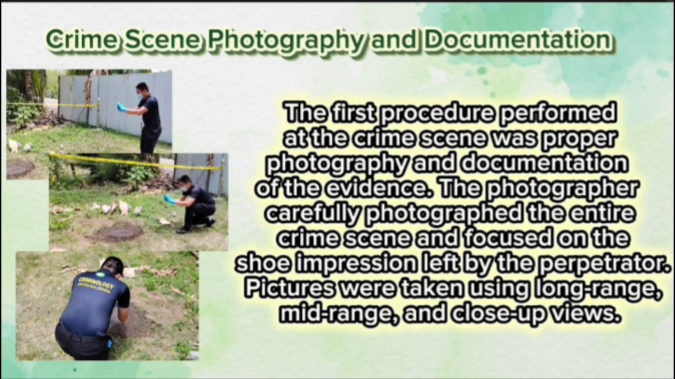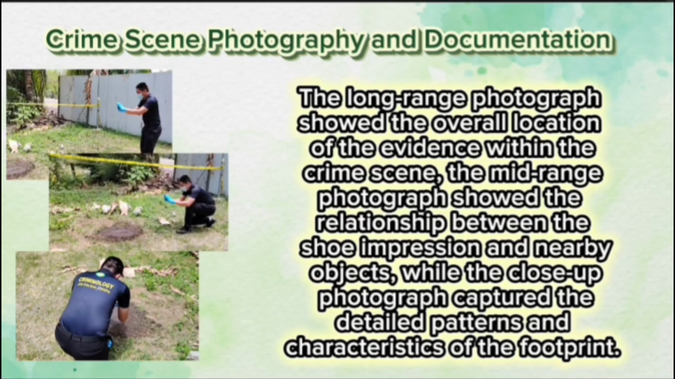The first procedure performed at the crime scene was proper photography and documentation of the evidence. The photographer carefully photographed the entire crime scene and focused on the shoe impression left by the perpetrator. Pictures were taken using long-range, mid-range, and close-up views. The long-range photograph showed the overall location of the evidence within the crime scene. The mid-range photograph showed the relationship between the shoe impression and nearby objects, while the close-up photograph captured the detailed patterns and characteristics of the footprint.